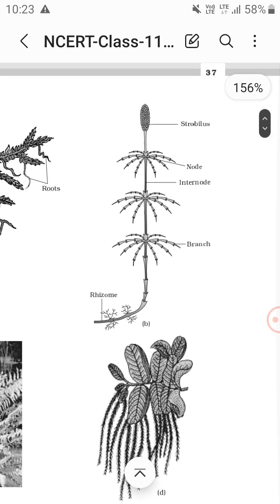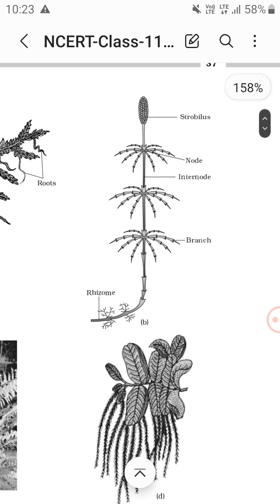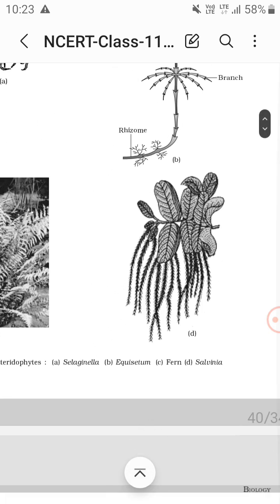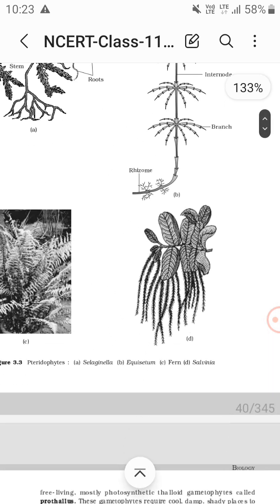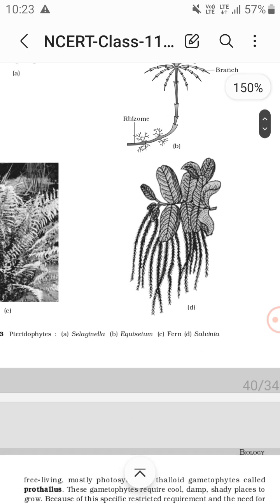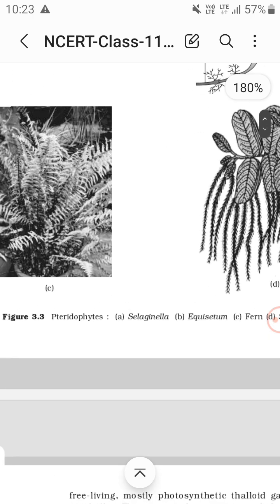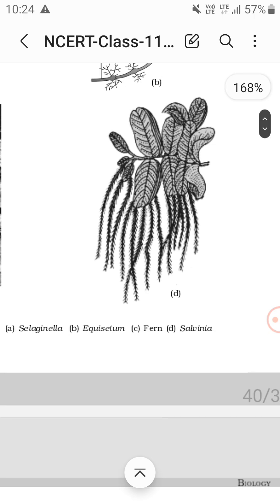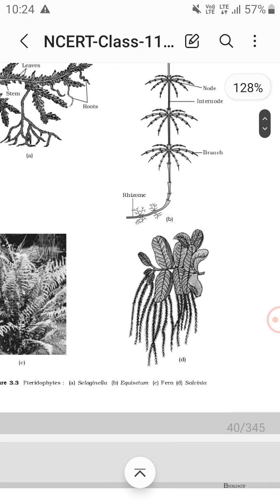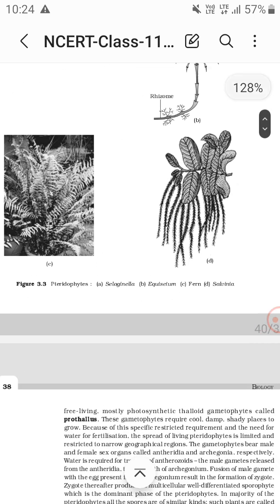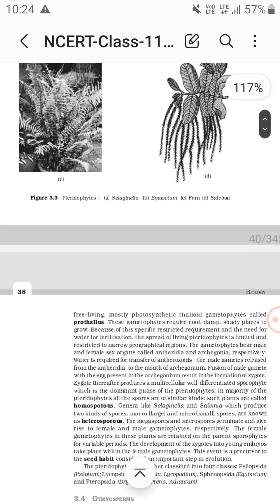Now Equisetum, what is that? It has the rhizome, then there are branches, and then internode, node and strobili. So this is the Equisetum. So Equisetum and Selaginella have cones and strobili. And then the fern, you see the ferns are shown, and then Salvinia, it is this kind of structure. So pteridophytes include Selaginella, Equisetum, fern and Salvinia.